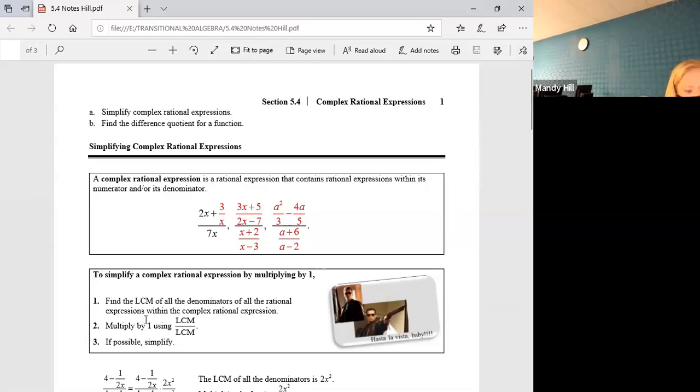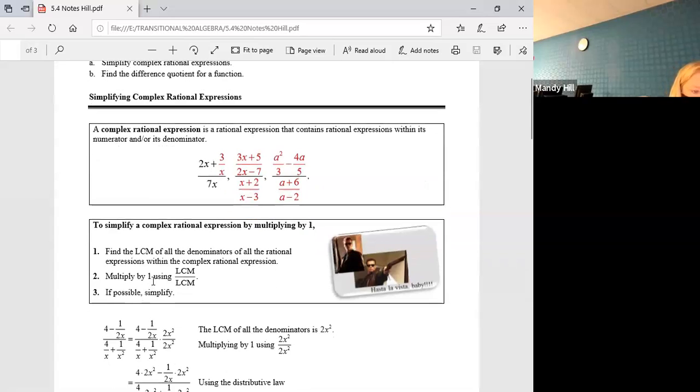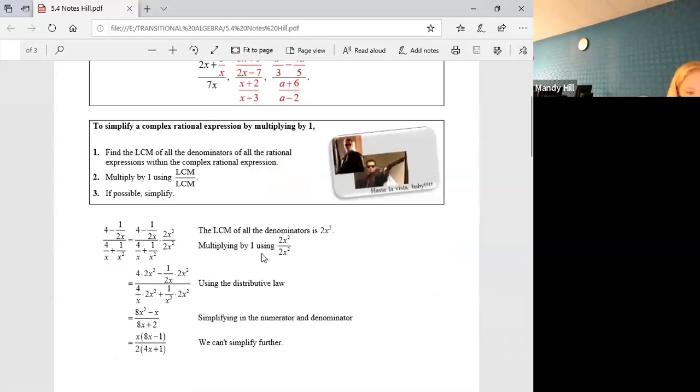So today we're going to find the least common multiple of all the denominators of all the rational expressions within the complex rational expression. That sounds complicated. We're going to multiply by 1 using the least common multiple, and if possible, we're going to simplify these. So the whole goal of what we're doing today in chapter 5.4 is to reduce these fractions.